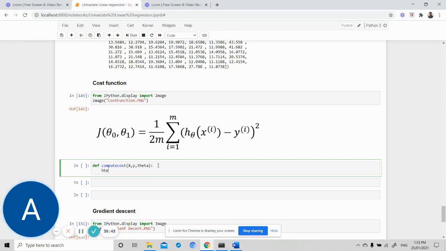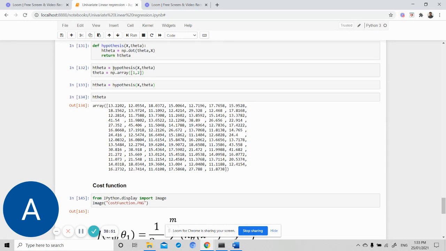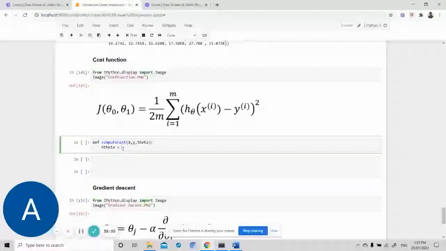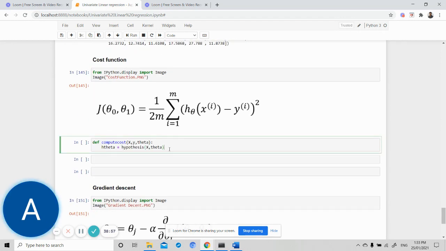H of theta equals this one. Right now we have included theta, we have randomly included theta, but later we will explain how we will calculate theta even while implementing gradient descent.